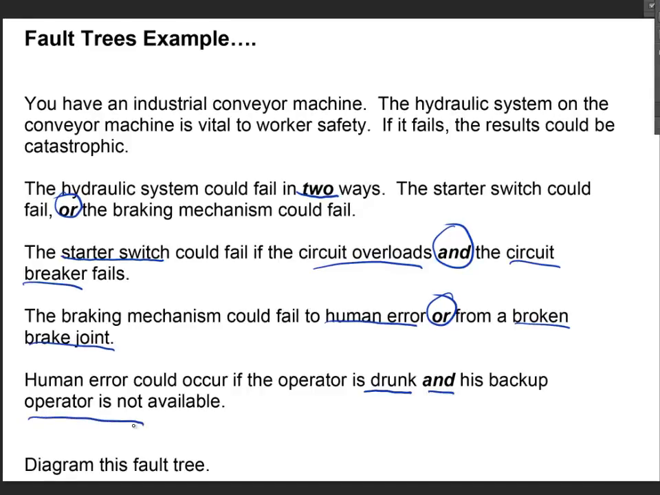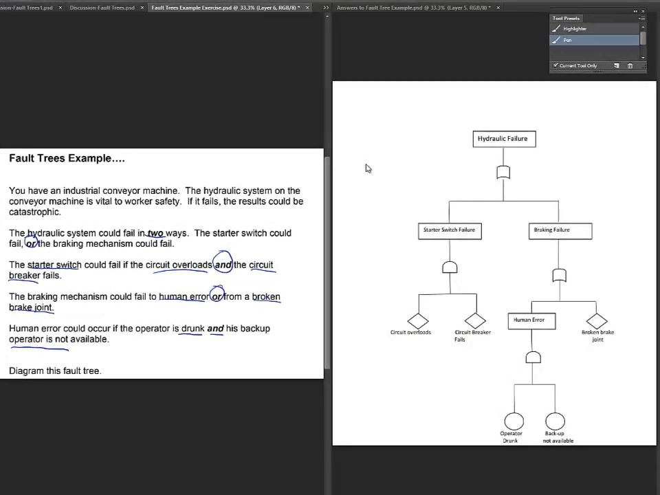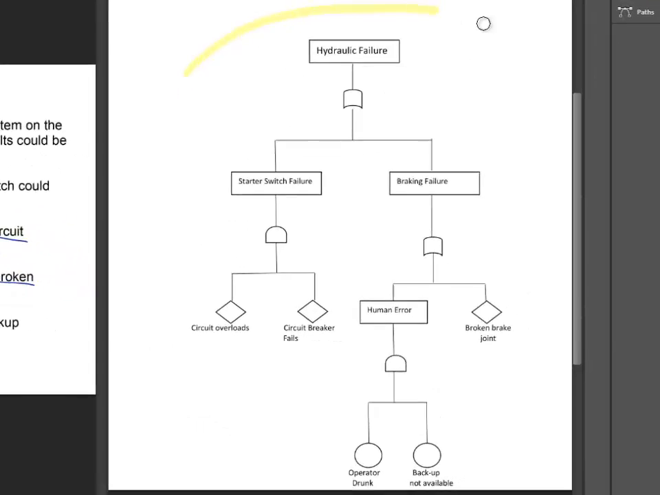So we have two main components, two reasons that the hydraulic system could fail, but we also have analyzed those two components. So let's have some fun and draw this thing. All right, class, we've looked at our example, and now I have drawn it for you. And here it is right here, the hydraulic failure. Here's the example in a fault tree that we have drawn.